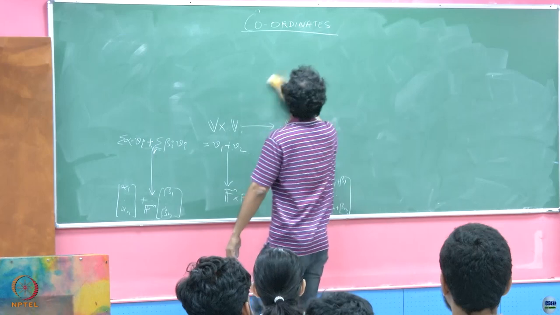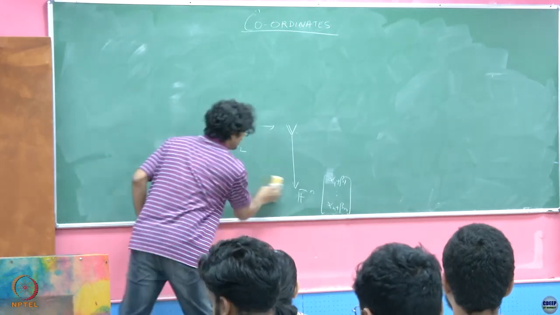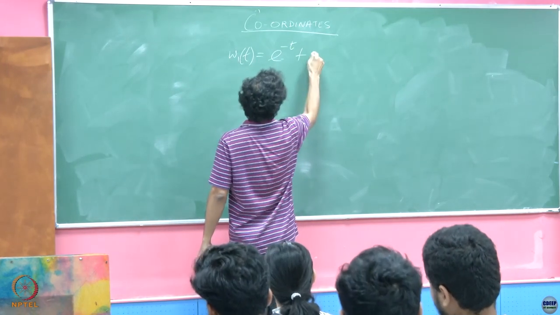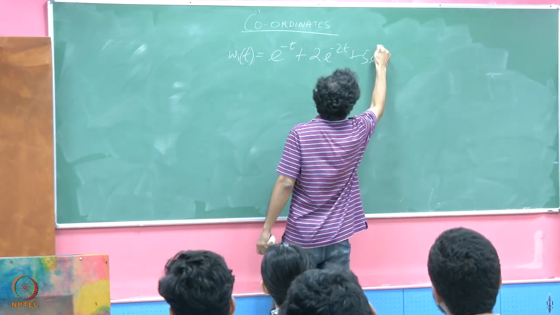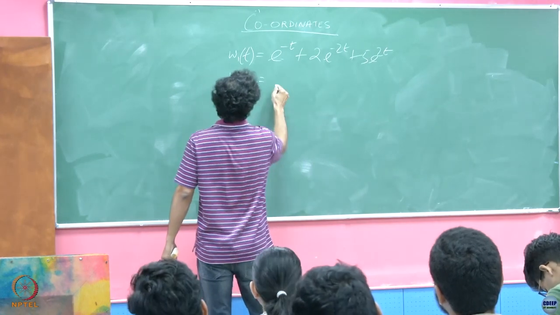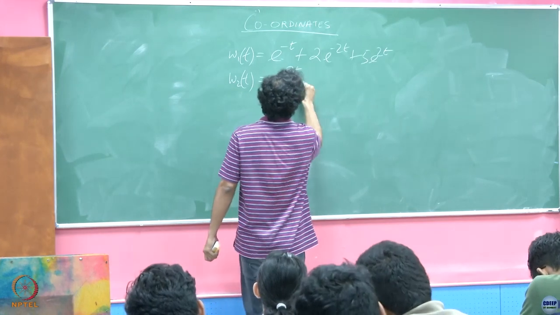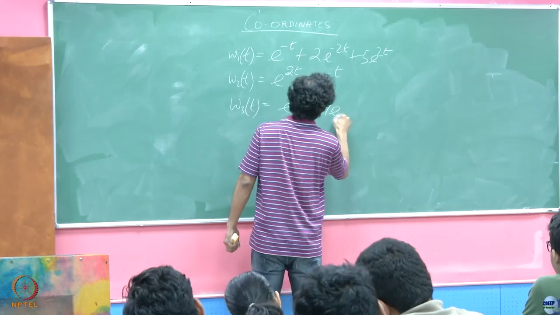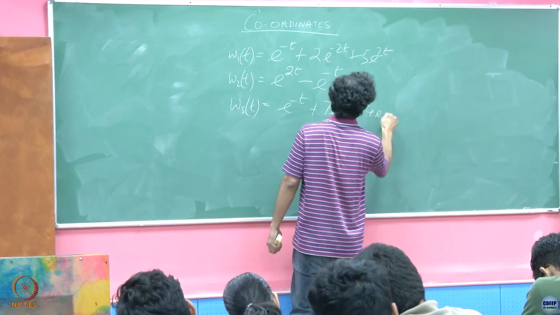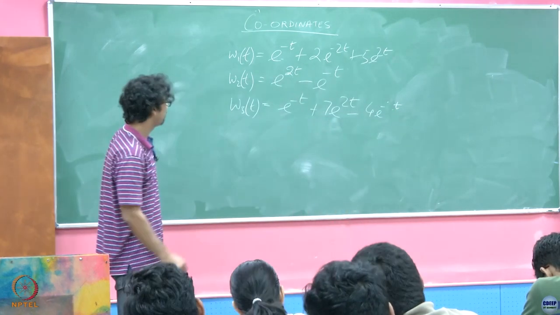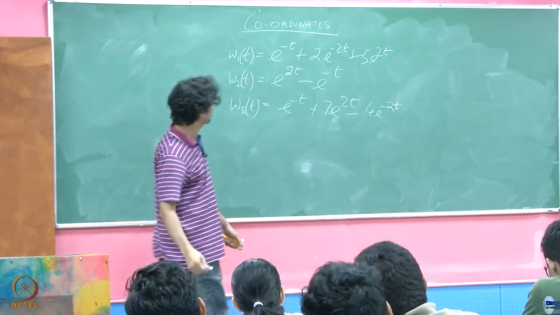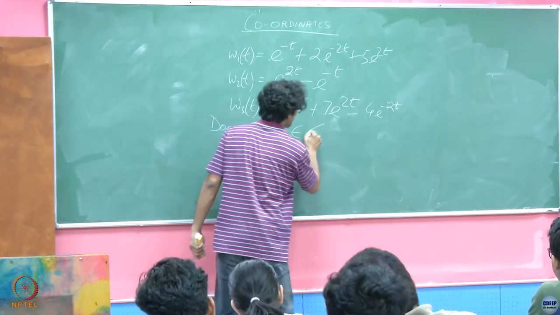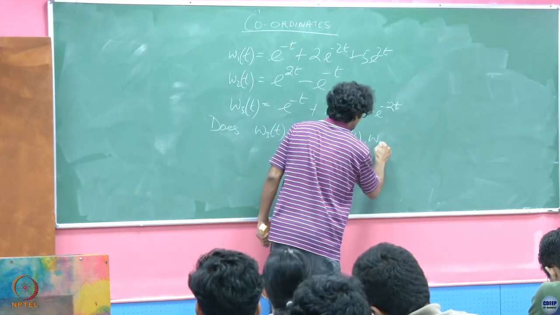So now let's revisit that important question we had, where we saw something like, say, W1(t) is equal to e^t, I don't exactly remember the function, plus 2e^(-2t) plus 5e^(2t). W2(t) is equal to e^(2t) minus e^(-t). And W3(t) is equal to e^(-t) plus 7e^(2t) minus 4e^(-2t), minus t, sorry. Oh, minus 2t, is it? Yeah. All right? And we ask the question as to whether W3(t) belongs to the span of W1(t) and W2(t).